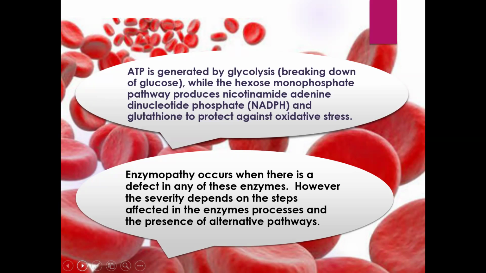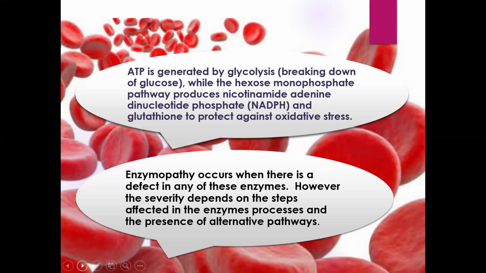So, in the red blood cell, like we said earlier, the red blood cell has to produce this energy known as ATP through glycolysis. That's breaking down of glucose. It requires this process to occur in the red blood cell for the red blood cell to have energy. The red blood cell does that within itself. Why the hexose monophosphate pathway in the same red blood cell produces nicotinamide adenine dinucleotide phosphate and glutathione to protect the red blood cell from oxidative stress.